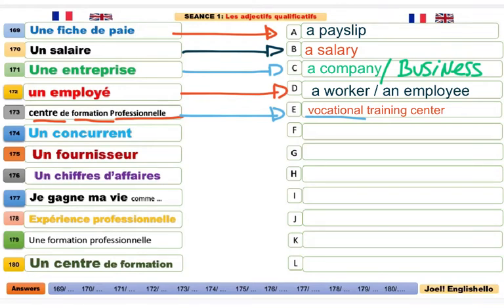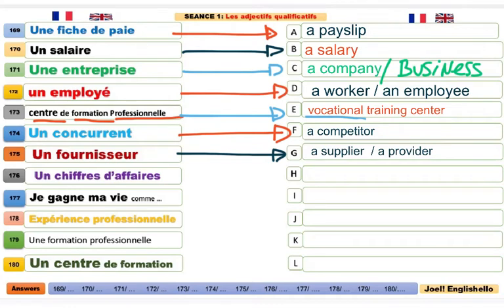Un concurrent, a competitor. Un fournisseur, a supplier. On peut aussi dire a provider, a supplier ou a provider. Un chiffre d'affaires, a turnover ou a revenue.